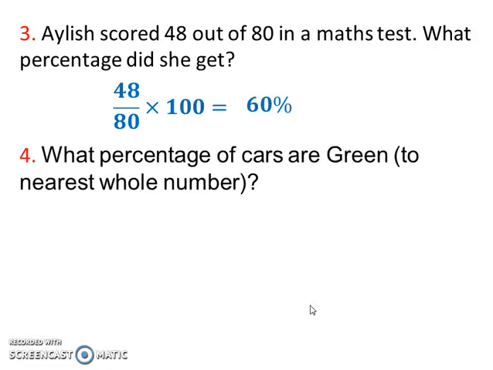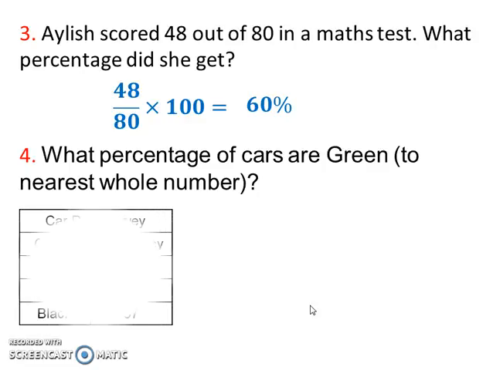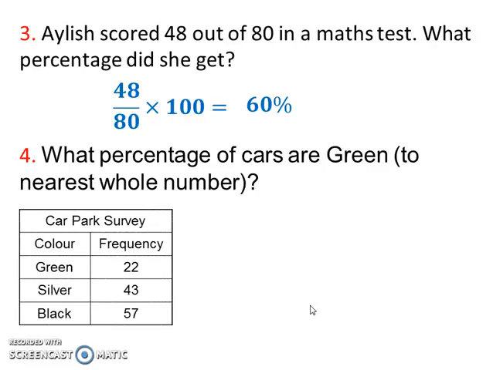What percentage of cars are green to the nearest whole number for this survey? So what you need to do is say, okay, I've got 22 cars that are green, and then you need to find your total, so you have to add them all up. When you add them all up, you get 122. So I've got 22 out of 122, times it by 100, and round it off to the nearest whole number, and you get 18%.